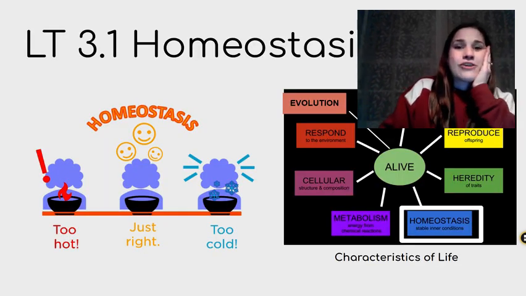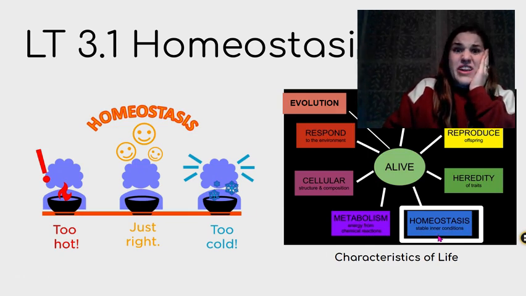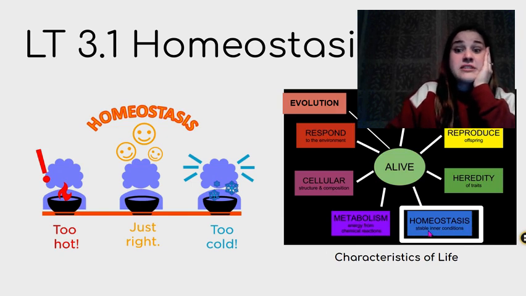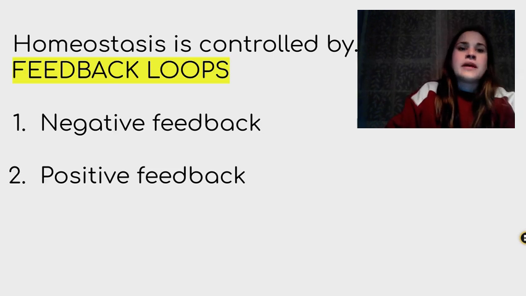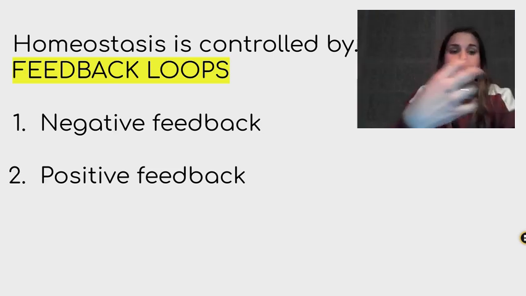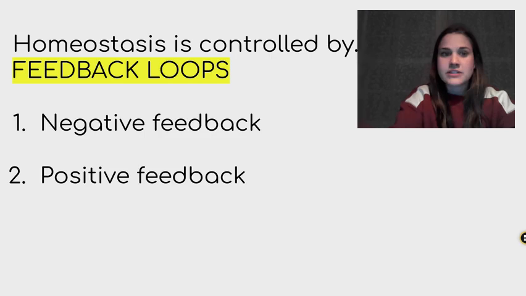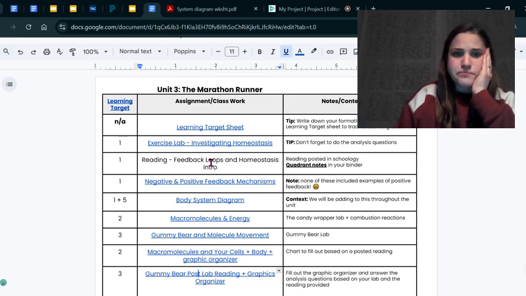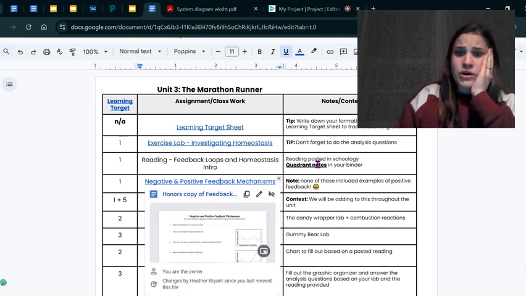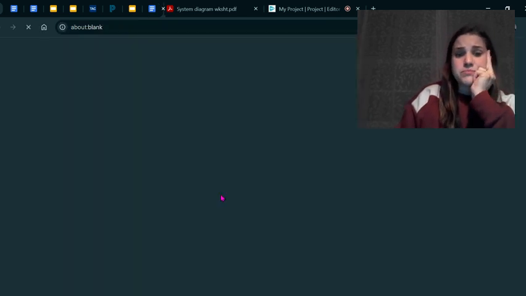So homeostasis is all about inner balance. It's actually one of the characteristics of life, the idea that living things want to maintain stable inner conditions. And we learned that there are two ways that your body is controlling that: negative feedback and positive feedback. To learn about that, you had a reading that you did quadrant notes on, and then you had some practice problems.